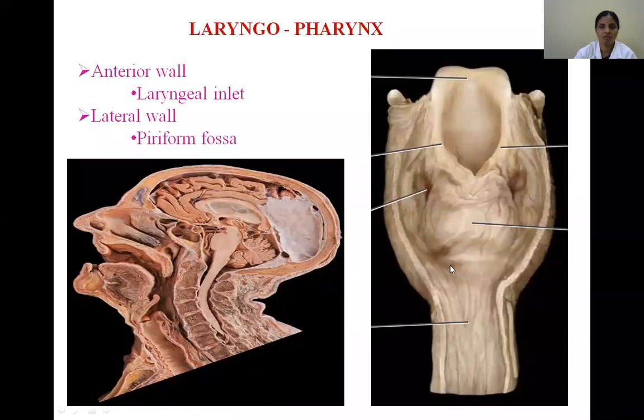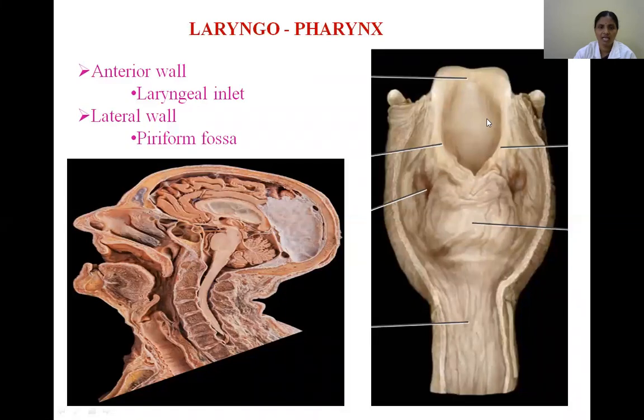Now coming to the laryngopharynx. The laryngopharynx extends from the upper border of the epiglottis. Here you can see this is the upper border of the epiglottis. Beyond this level, the rest of the pharynx is called the laryngopharynx as it lies behind the larynx. Then what is the anterior wall of the laryngopharynx? The anterior wall communicates with the larynx through an inlet, otherwise called the laryngeal inlet.